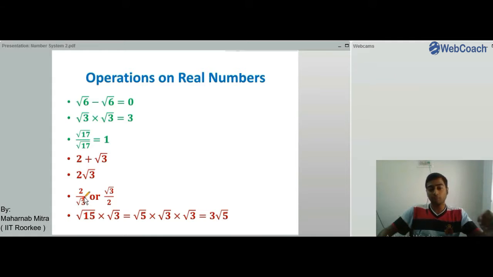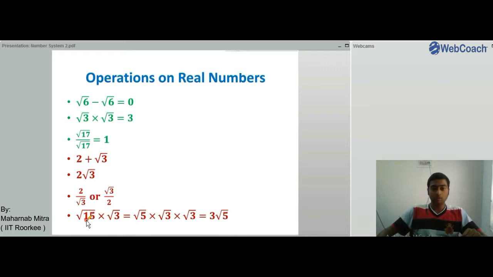Now for such numbers where a rational number is divided by an irrational number, or an irrational number is divided by a rational number, in the same fashion it cannot be further simplified, right? That means, in other words, whatever be the operations, a rational number cannot be operated on an irrational number to get something new, right? The rational part should be kept as it is and the irrational part should be kept as it is in the earlier form.